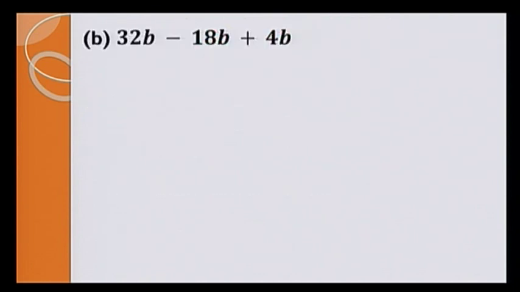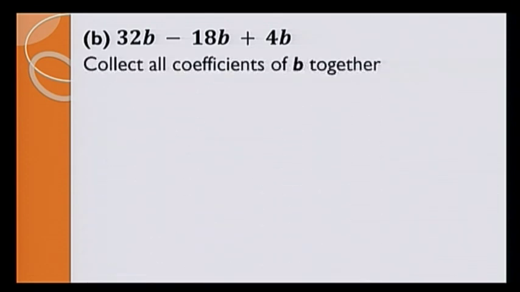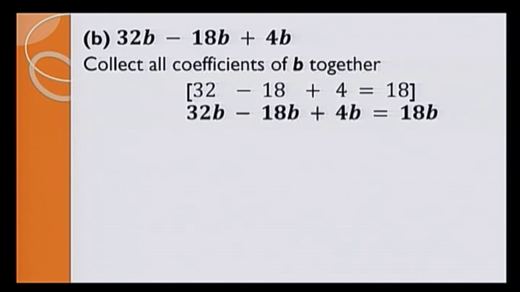Part B. 32b minus 18b plus 4b. You will notice that all three terms are like terms. They have exactly the same variable. How are we going to simplify this expression? By collecting all the coefficients of b together. 32 minus 18 plus 4 is equal to 18. Therefore, the answer is 18b.